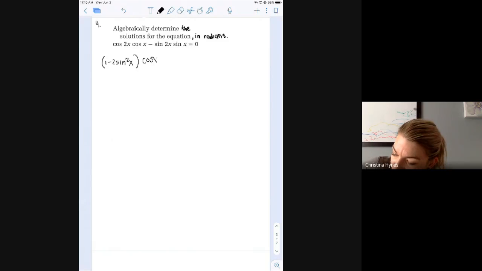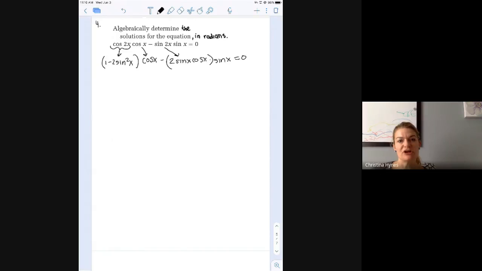Okay, so this cos x stays the same. All I did was replace this cos double x with that from my formula sheet. And then the double angle for sine, that one's the easiest because there's only one option. It's 2 sine x cos x multiplied by sine of x, and that's equal to 0. So what we're trying to do is simplify this as much as possible so that it's nicely factorable, and then we can easily see the solutions, because right now it's a mess.